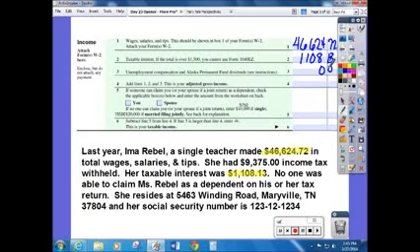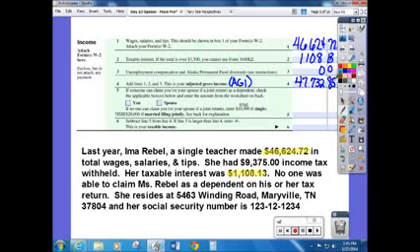Line 4, add lines 1, 2, and 3. This is your adjusted gross income, AGI, as we've been talking about in class. That's the same thing. So if we add that together, it is $47,732.85.